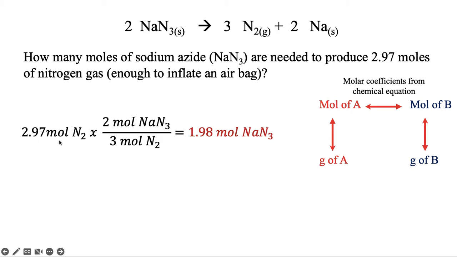So I can write 2.97 moles of nitrogen multiplied by 2 moles of sodium azide divided by 3 moles of nitrogen gas. The moles of nitrogen will cancel out, and if I do this calculation, 2.97 times 2 over 3 gives me 1.98 moles of sodium azide. That's what I've got left as a unit. So now I calculated how many moles of sodium azide I need to start with to be able to produce this many moles of nitrogen.